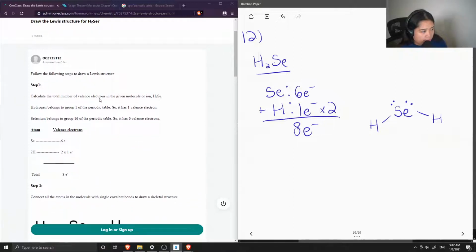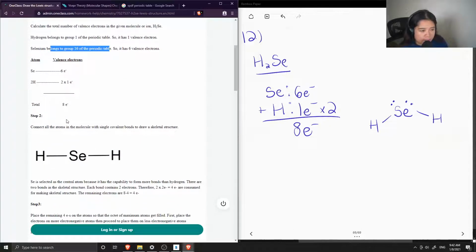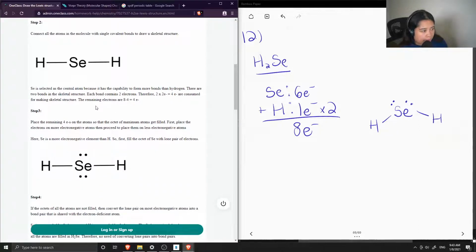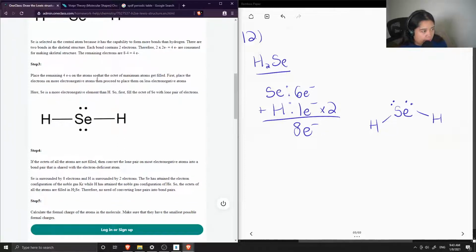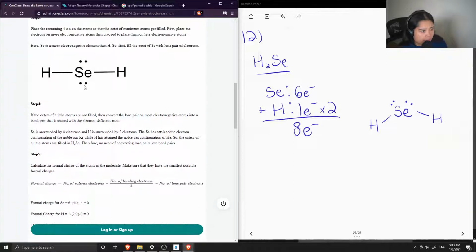Calculate the total valence electrons in the given molecular ion. Hydrogen belongs to group 1, so it has 1 valence electron. Selenium belongs to group 16, so it has 6. So they got 8. Connect all the atoms with single covalent bonds. And they counted out how many electrons they had left. Place the remaining 4 electrons on the atoms so that the octet gets filled. So they put them on the selenium.